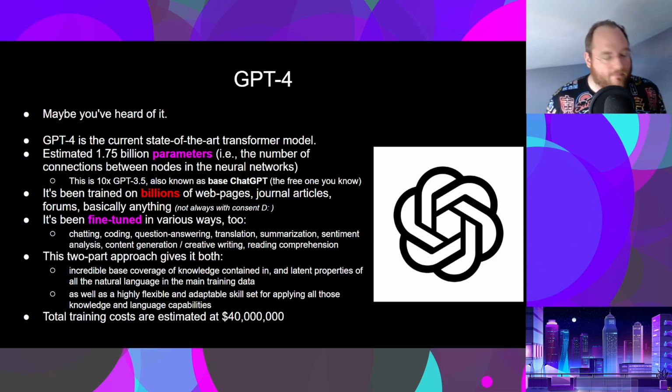Whew. So, overall training costs are estimated by people who aren't OpenAI, because they are not sharing any of this. Estimated about $40 million, which, whew, you said I could make these at home. What are you talking about? That's the scale we're talking about here. They have increased the size and training data of this thing so damn much that it is now very expensive to train it. It is much less expensive to run.